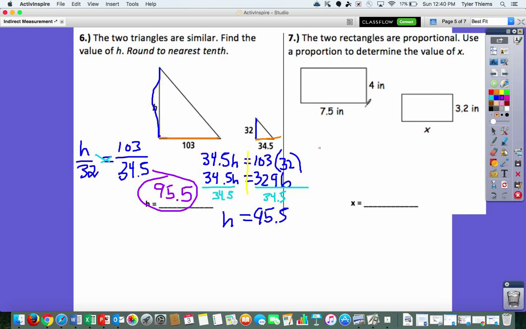Go ahead and press pause now for number 6 and do number 7 for those similar rectangles and solve your proportion, setting up and solving for x. Press pause and do that now.